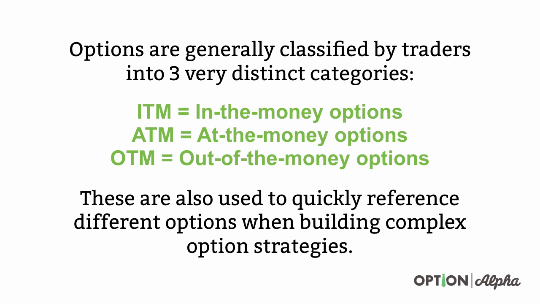So options are generally classified by traders into three very distinct categories: in the money options, ITM, at the money options, ATM, and out of the money options, or OTM. Now, these are also used to quickly reference different options when building complex option strategies. And you'll often see, especially in our Ultimate Strategy Guide and all of the different video tutorials and modules we have at Option Alpha, that we will more often than not reference buying an in the money option and selling an out of the money, or buying an at the money, selling an at the money, or whatever the case is. So we use these a lot as traders to quickly talk about a section or group of trades based on where they are in the option pricing table.